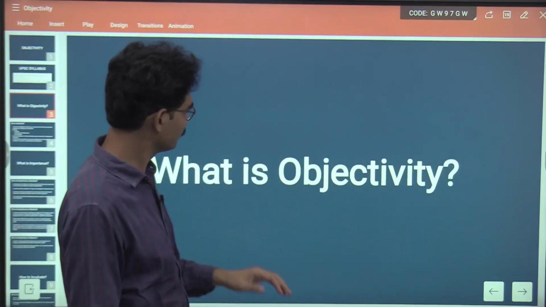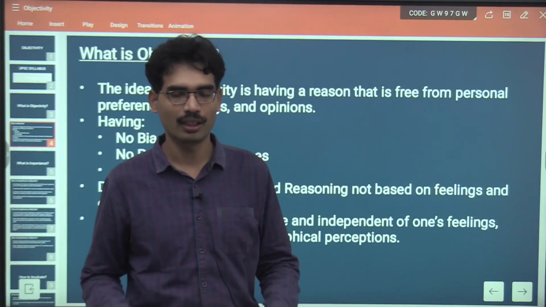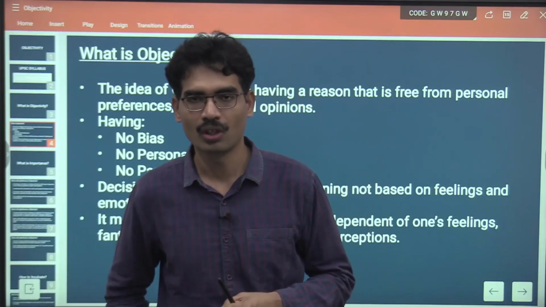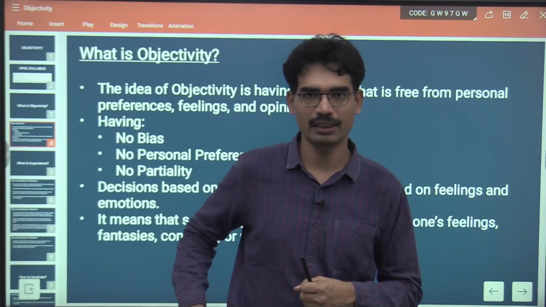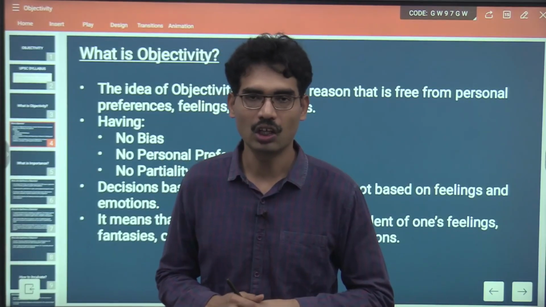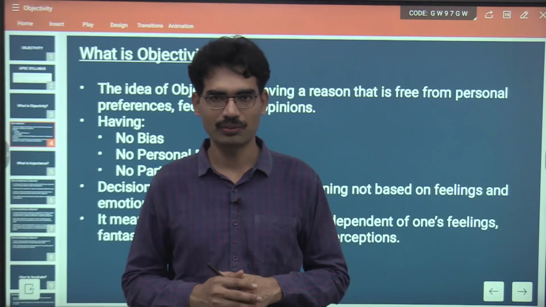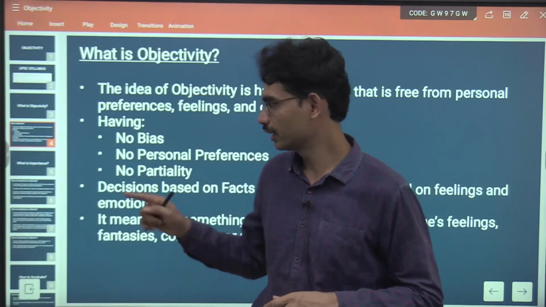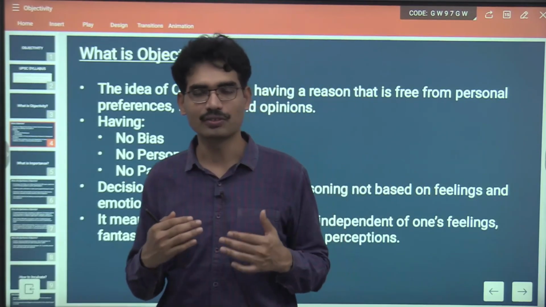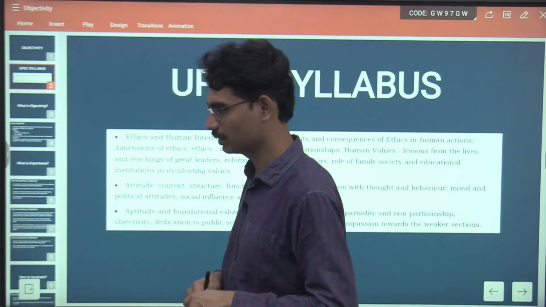Yesterday, in the previous session, we have seen different foundational values in civil services. One important element was integrity. Next, impartiality and non-partisanship. Another important foundational value for civil service is objectivity. So, what is the meaning of objectivity? And we are going to see what are the various issues associated with it.